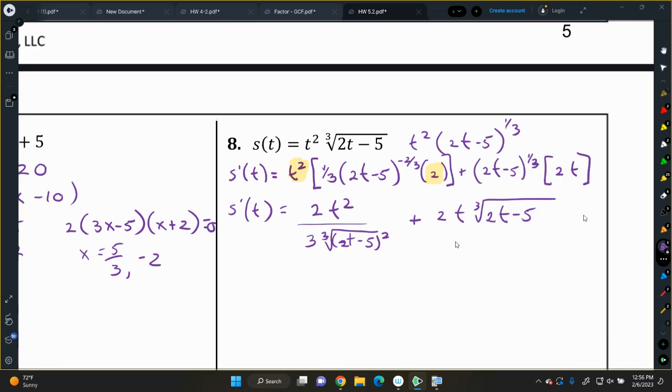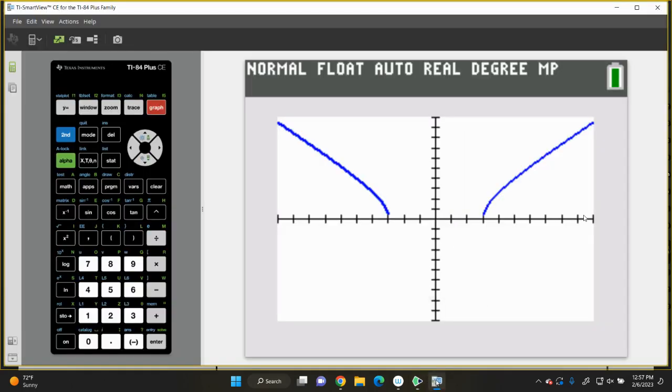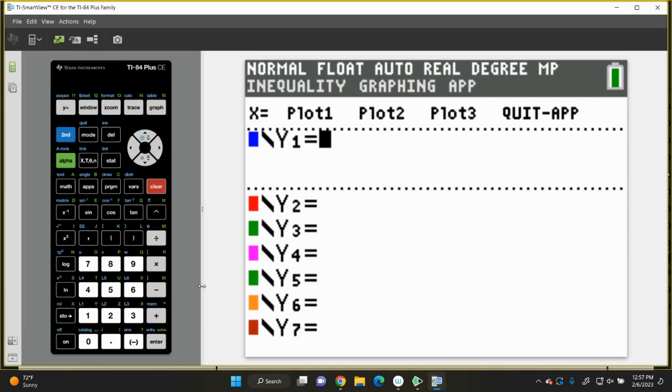Okay. We need to set it equal to 0. Well, that's really nasty. I'm going to put that in my calculator. You can factor a 2t out. It's the radical that's kind of nasty. Your calculator will do it for you. Okay, so this is what I'm going to do, right?